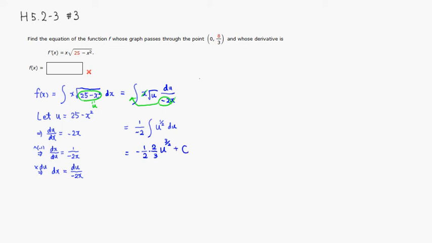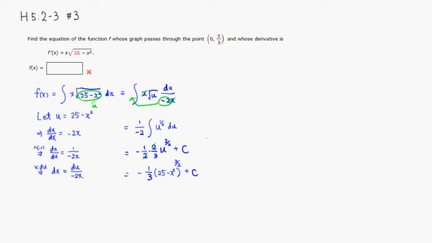Right, and we can cancel 2 on top and 2 on the bottom. So we end up getting negative 1/3. Right, the new original expression is 25 minus x squared. Raise it to the 3/2 power plus some constant c.